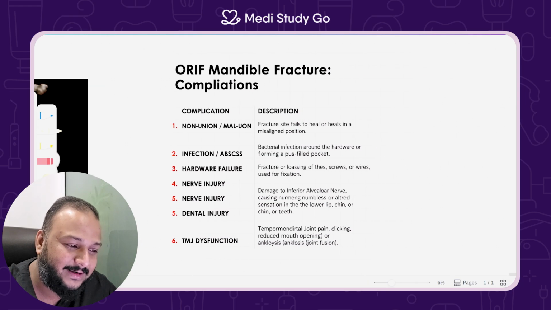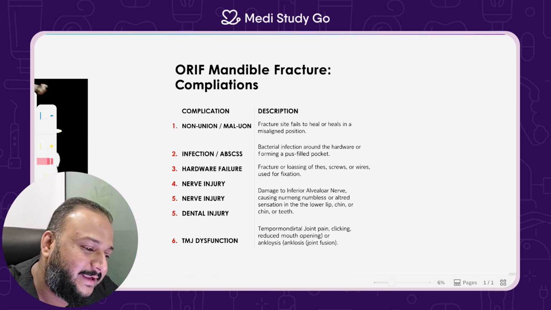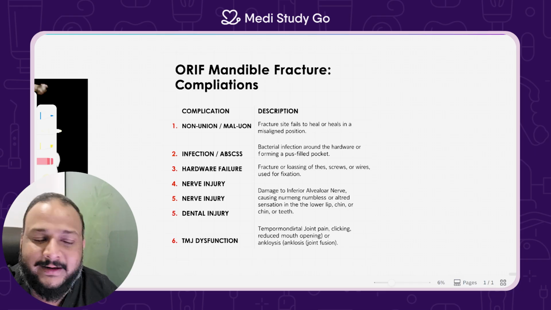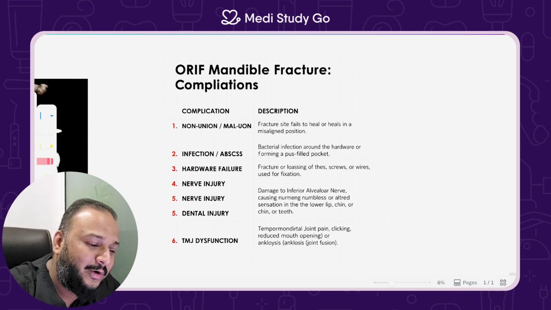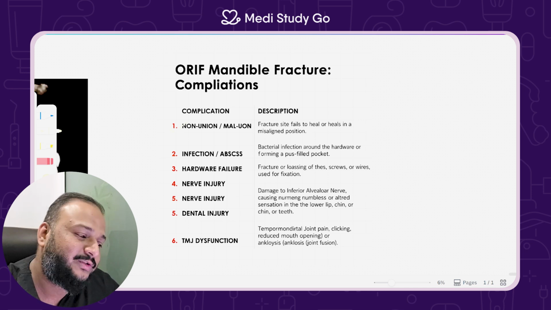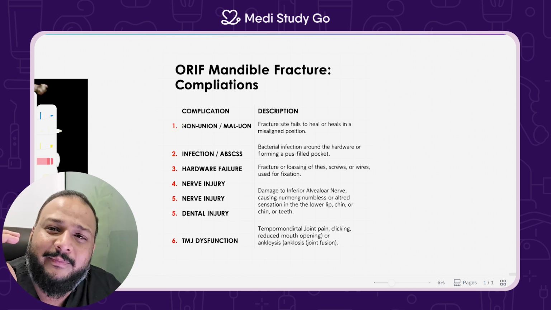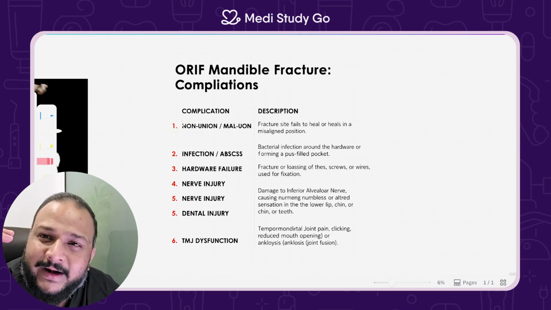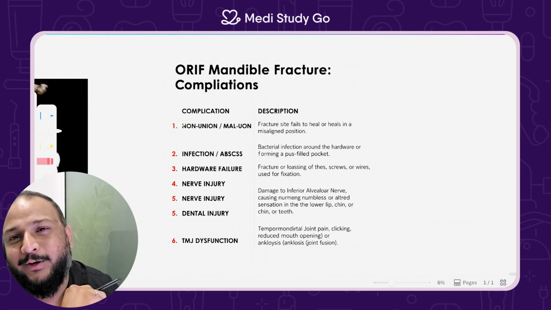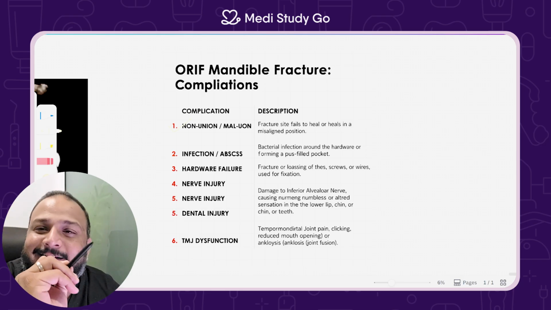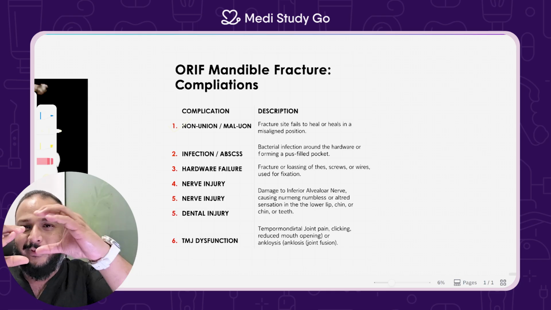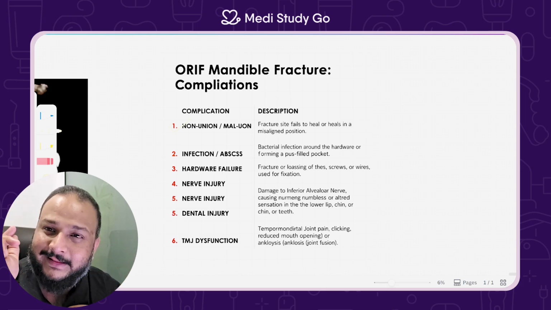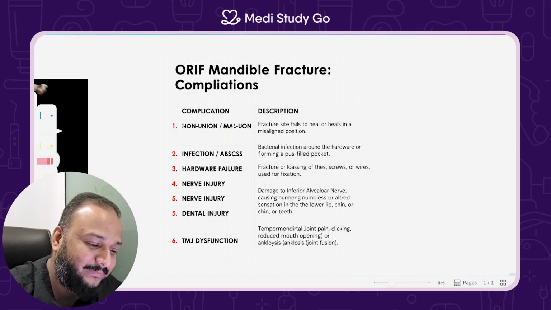And for the final part of the lecture, what are the complications of ORIF, that is open reduction internal fixation of mandible fractures? All right, non-union or a malunion. So if you have not plated properly, let's say there is micromobility or mobility in your plate because of which the fracture fragments are not fused to each other, in that case it will lead to a non-union. Or if you have done a good plating but the borders are not merging with each other, that leads to a malunion of the fracture.